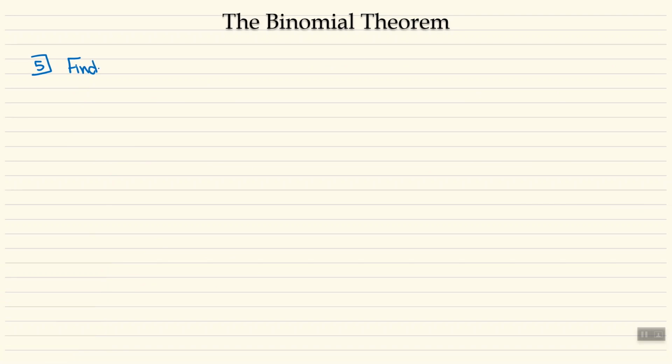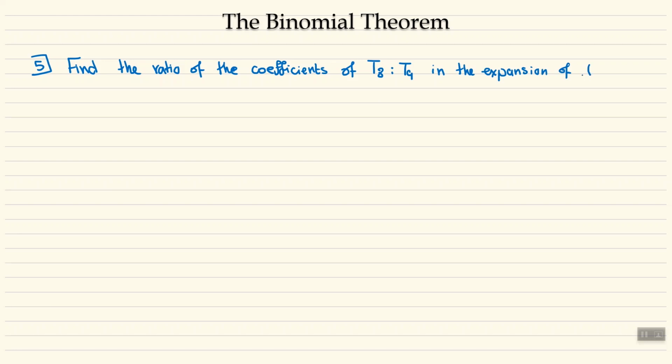Find the ratio of the coefficients of T8 to T9 in the expansion of, let's say, (a squared plus 3 over a) to the power of 12.